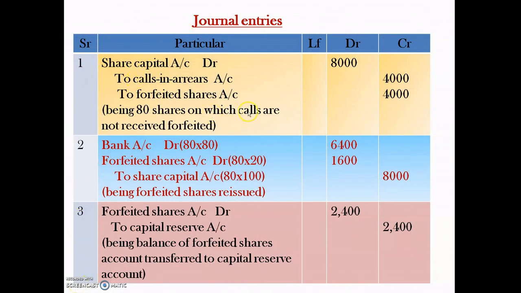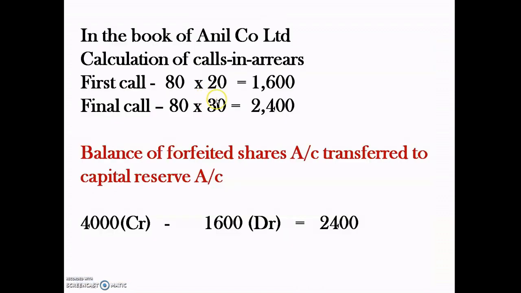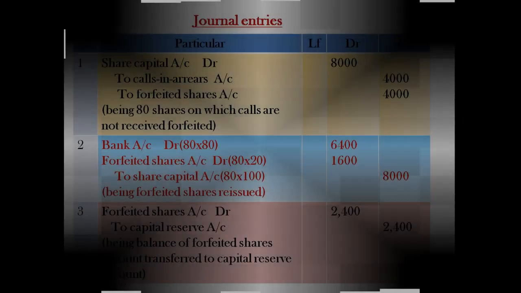See here, first entry will be calls in arrear entry, that is share capital account debit to calls in arrear account to forfeited shares account. Okay, and being 80 shares on which calls are not received forfeited. Here Mr. Sunil failed to pay the 80 shares on first call and final call, and his shares are forfeited. So here we have to write first of all two calls in arrear. Here total will be 1600 plus 2400. This total will be 4000.